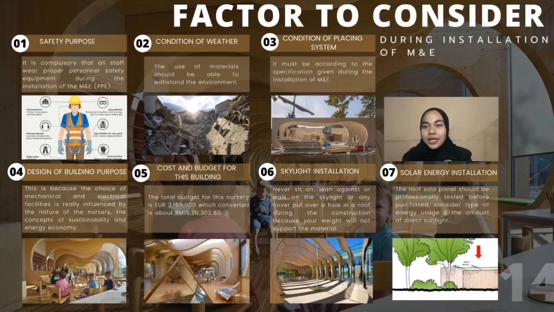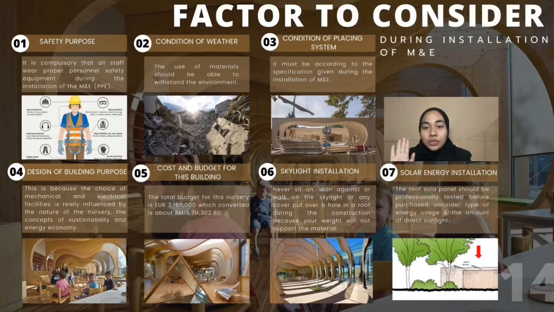These are the factors that need to be considered during installation, mechanical and electrical. Firstly, safety purpose. It is compulsory that all staff need to wear proper personal equipment during the installation of the M&E. Second, condition of weather. It is energy saving. Performance will be determined by the ability of material and equipment that withstand with the weather.